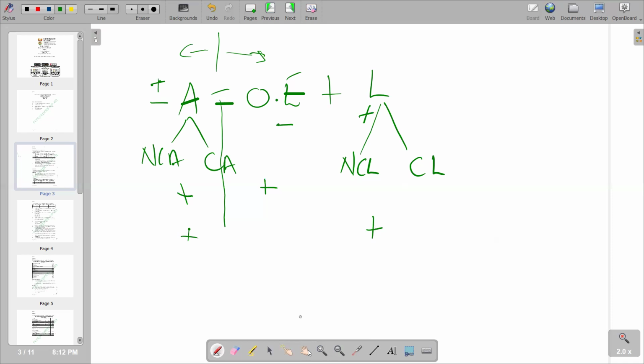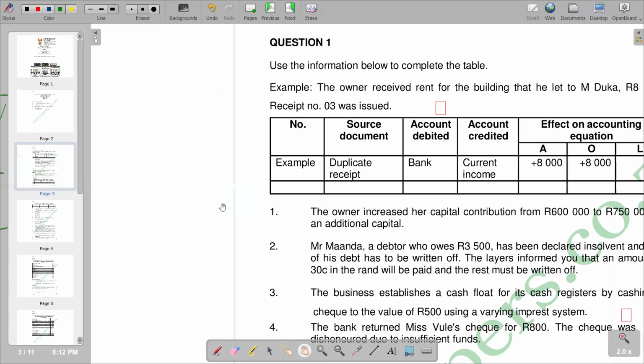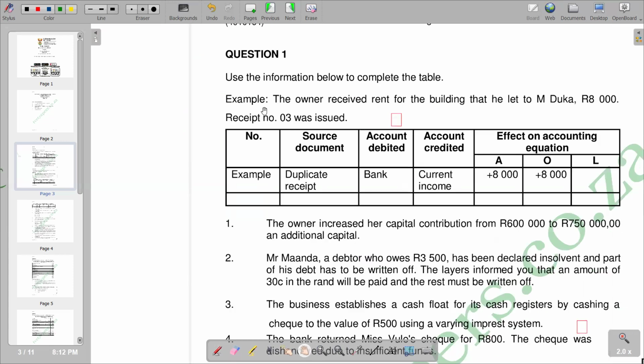So we go to a question that we have there, which is question 1, and it reads: use the information below to complete the table. Example: the owner received the rent for the building that he let to Mr. Duka, which is 8,000 rands. Then receipt number 3 was issued. This is an example that we are given of how we were supposed to present it. We have the source document, which according to this transaction is going to be a duplicate receipt. And then the account that must be debited is bank, and the account credited is current income.